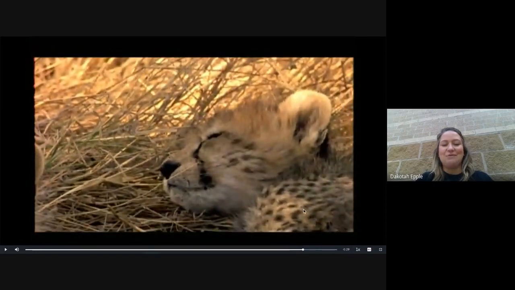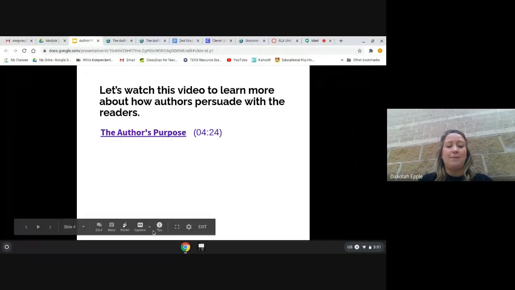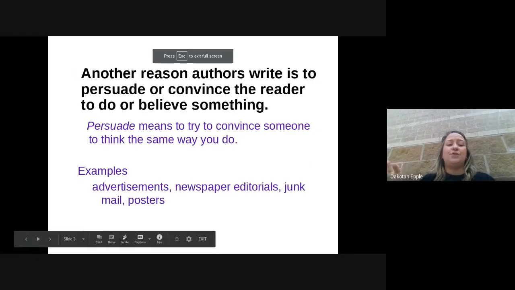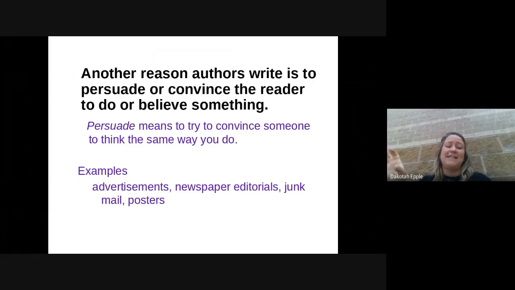All right, we're going to stop right there. Those little cheetahs are so cute. So I hope that video helped you learn more about how authors write to persuade. Remember, to persuade or convince just means that they're trying to get you to think like they think or do something because of their writing.